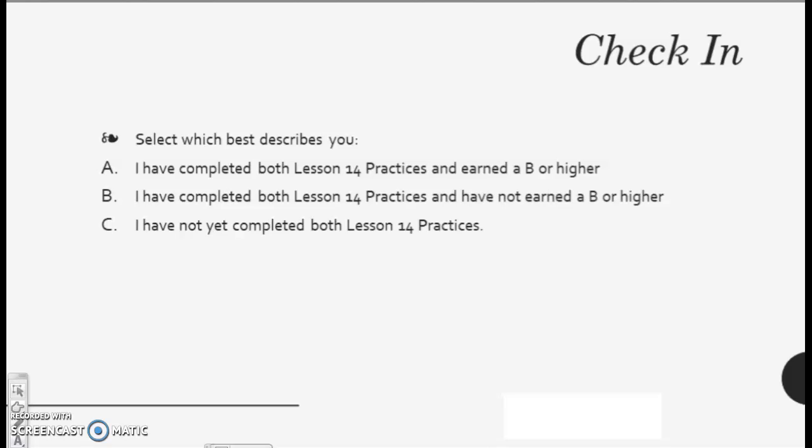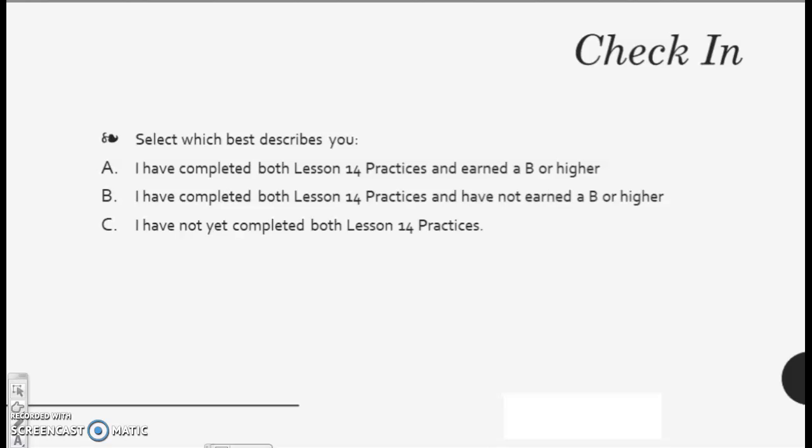And although I can't see what you're selecting, I do want you to figure out which of these statements best describes you. A, I've completed both Lesson 14 practices and earned a B or higher. B, I've completed both Lesson 14 practices but have not earned a B or higher. And C, I have not yet completed one or the other, I should say, of the Lesson 14 practices. So maybe one you didn't complete or you completed neither. Now, based on your answers, that's going to tell you what you need to focus on today.